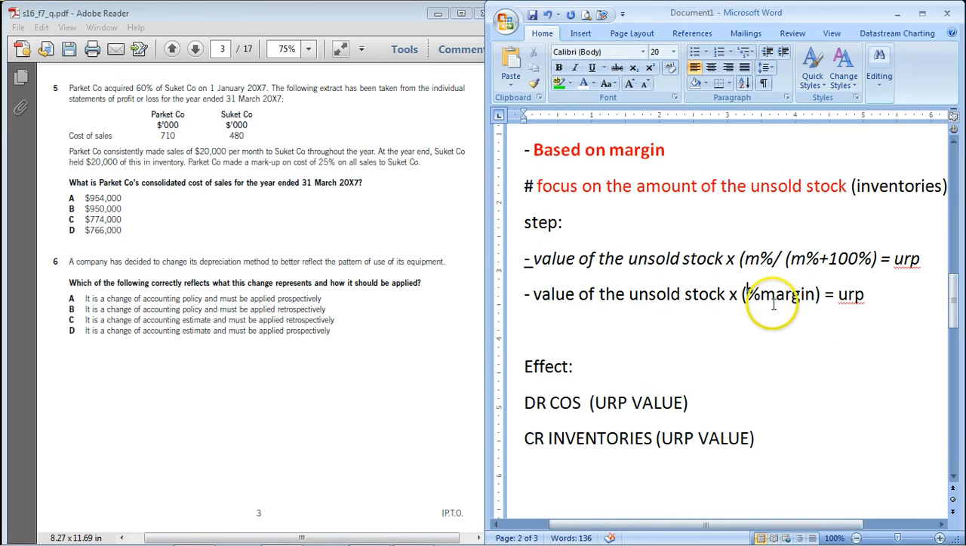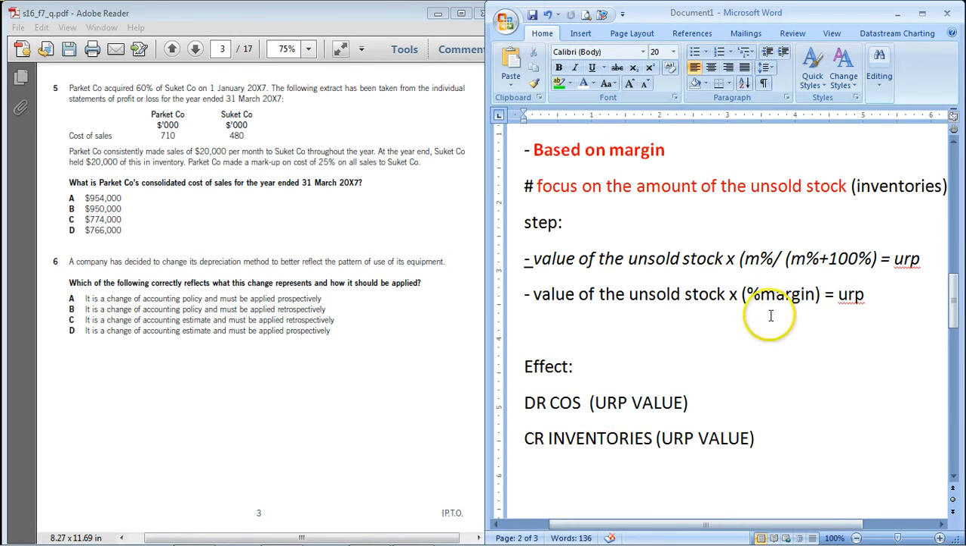When you get your URP, you have to debit cost, because unrealized profit you have to eliminate. When you eliminate the profit, it means that you will increase the cost as well. When you debit COS, you increase the cost of sales and reduce the profit. Alright, and you have to credit the inventories. This affects your SOFP, the statement of financial position. This affects your SOPL, the profit and loss statement.